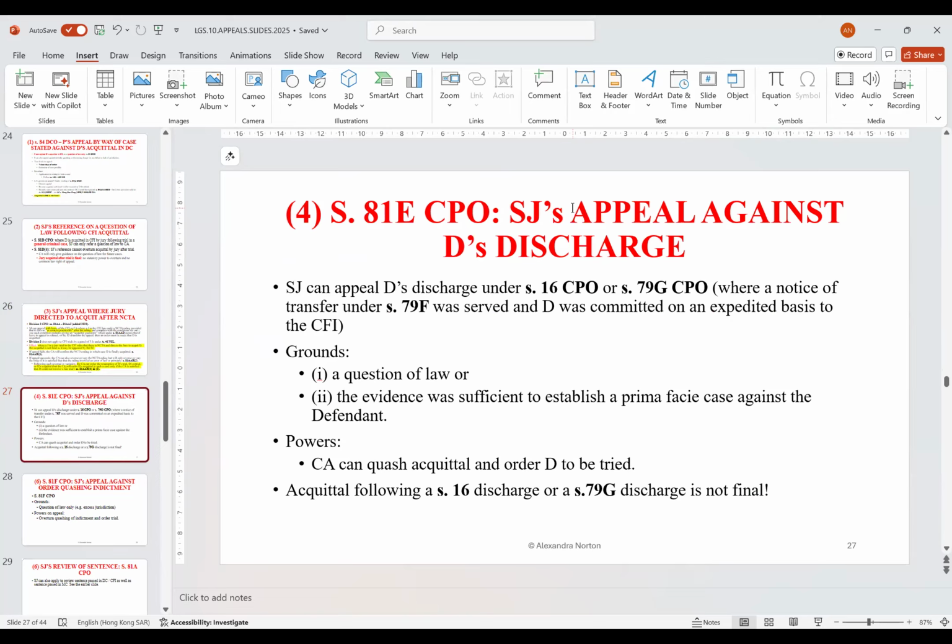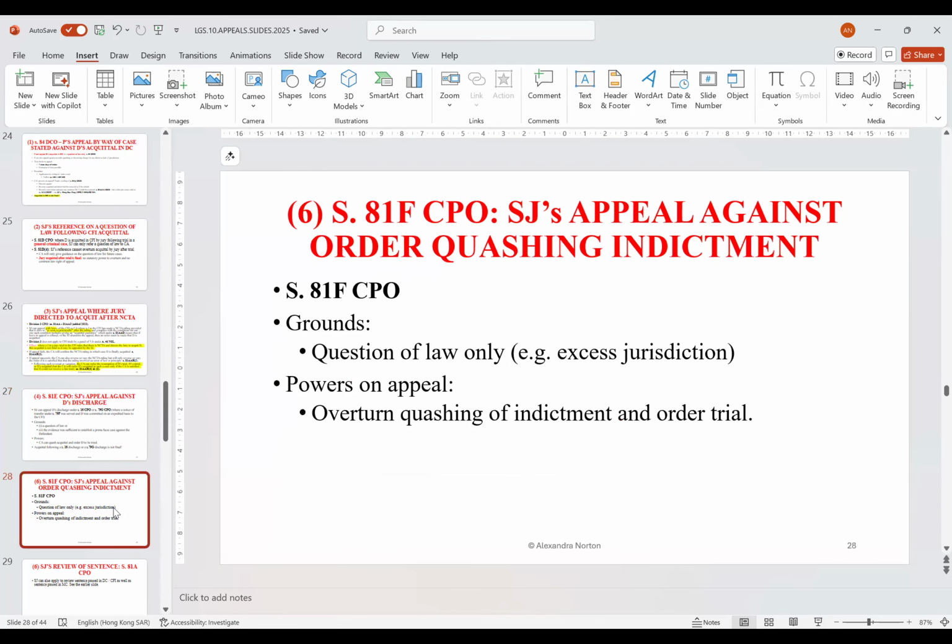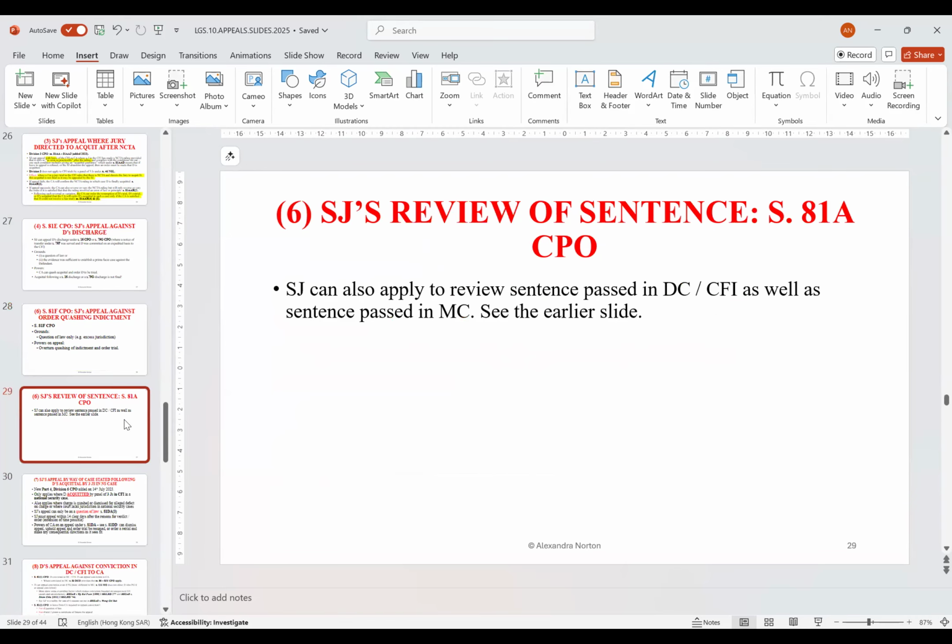Another option is the SJ's appeal against the defendant's discharge. If that happens after a Section 16 discharge, they could appeal it. I wouldn't worry too much about these provisions at all. Just be aware that they exist in Section 81E and Section 81F as well. The ability to appeal against an order quashing the indictment could also be appealed. And then, of course, we have the SJ's ability to review sentence under Section 81 of the CPO. Same powers in the district court and CFI as in the magistrate's court as well.